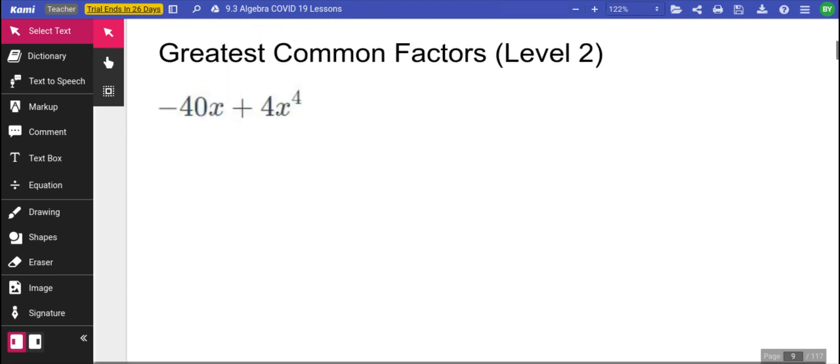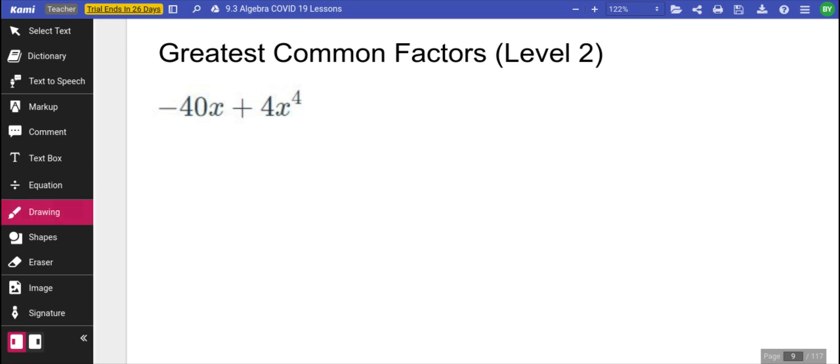So here's another example. You'll notice this one's not in standard form. So if that bothers you, you could always write it back in standard form. Remember, standard form is having the highest power first and working all the way down to the constant if there is one. So if I were to rewrite that in standard form, I would have 4x to the fourth first and then negative 40x second. Okay? You don't have to do that. That's not an essential step, but it is a little bit nicer.